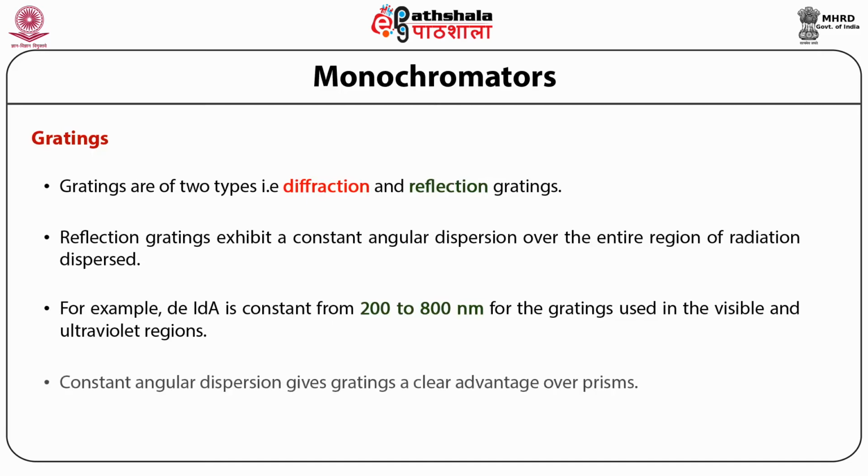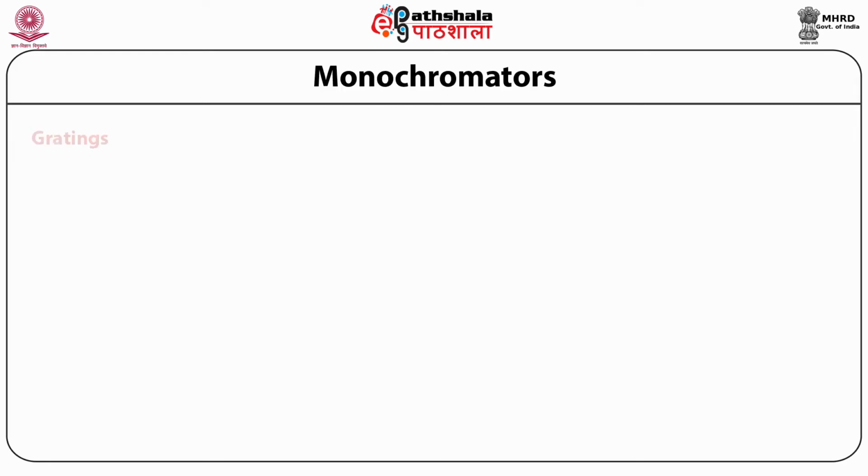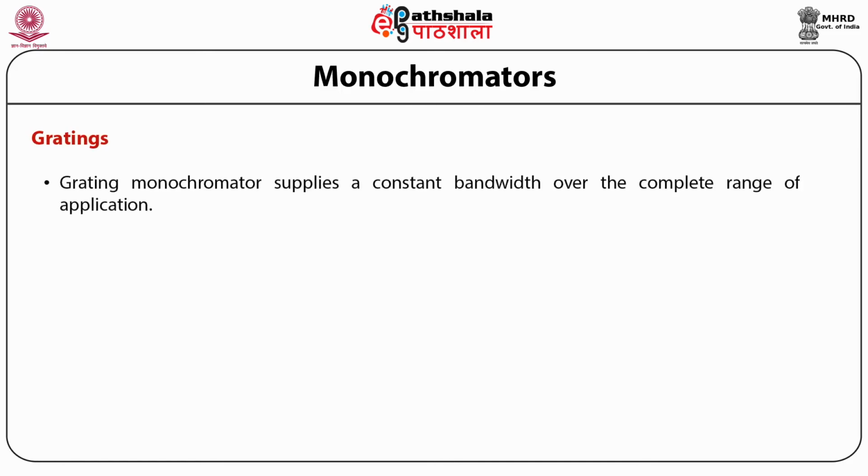Constant angular dispersion gives gratings a clear advantage over prisms. With a constant width exit slit, the grating monochromator supplies a constant bandwidth over the complete range of application, whereas the bandwidth of prism instruments shows great variation.